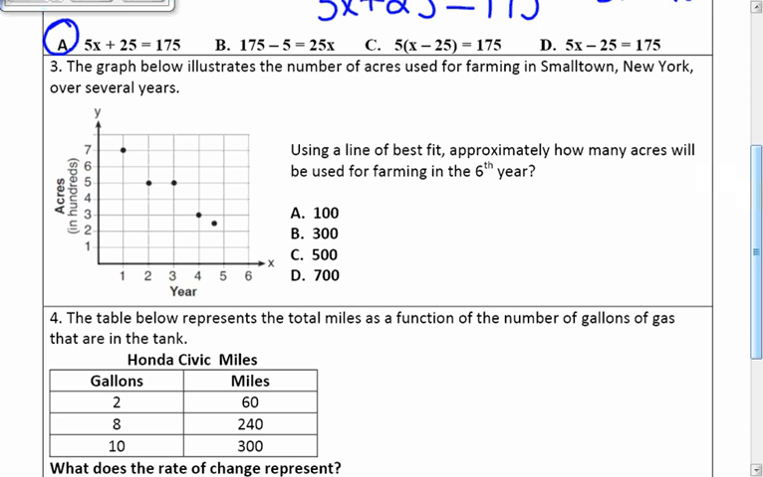The graph below illustrates the number of acres used for farming in a small town, New York, over several years. Using a line of best fit, approximately how many acres for the 6th year? So you need to draw the line of best fit. That's the only way to do this one. So something like that. And I look at 6 years, and it looks like it's kind of close to 100, maybe a little under. But 100 is the only one that makes sense.